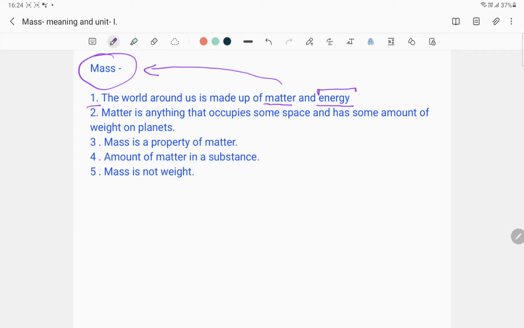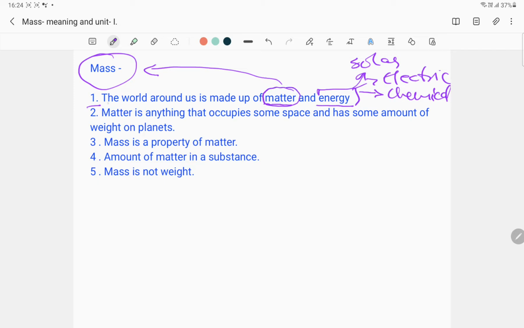Now, energy is the ability to do work as we've done. And there are different forms of energy, such as solar energy, electric energy, and chemical energy. And these different forms of energies allow us to perform various kinds of work. On the other hand, the other substance that our world is made up of is matter.